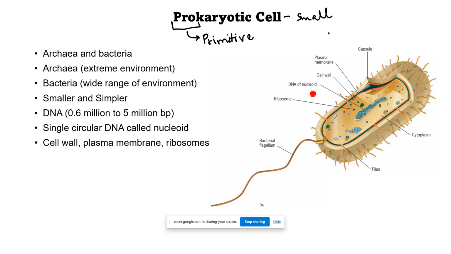Nucleoid means what? It means nucleus-like, right? So that is why it is called a nucleoid, this structure. And then they have the cell wall, plasma membrane, and ribosome. So here on the right side, you can see the structure of a prokaryotic cell.